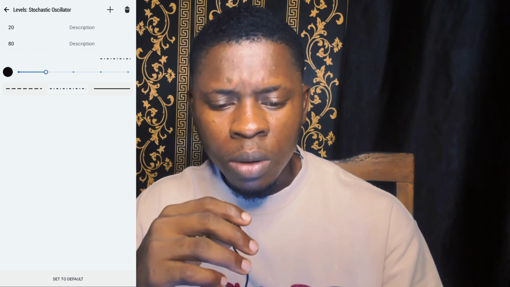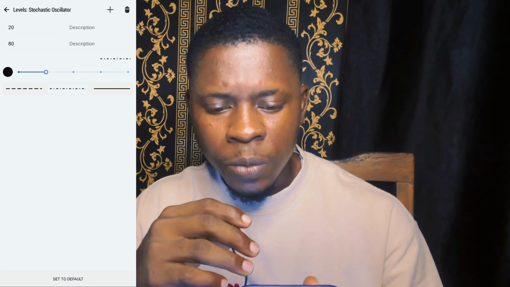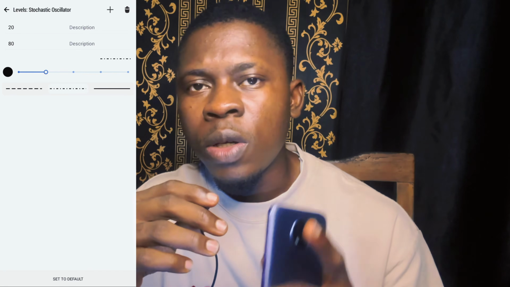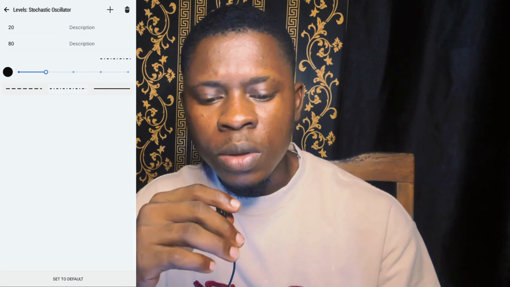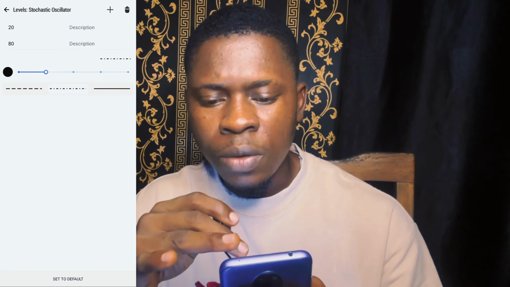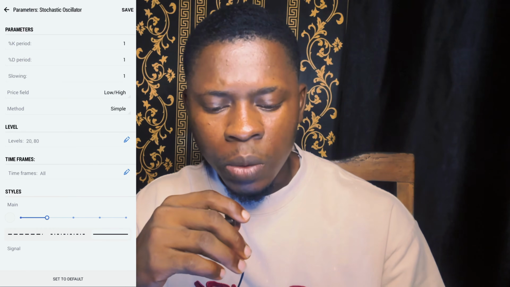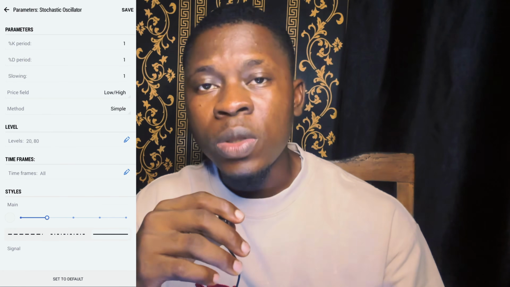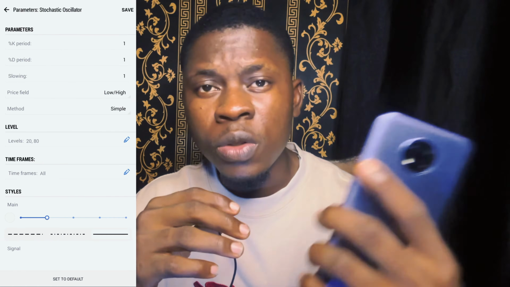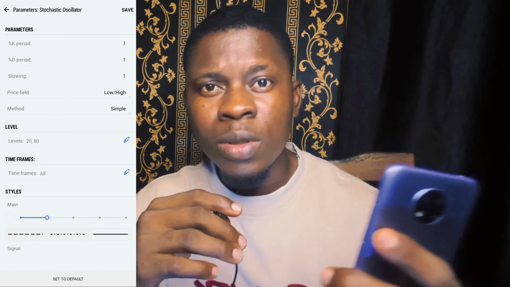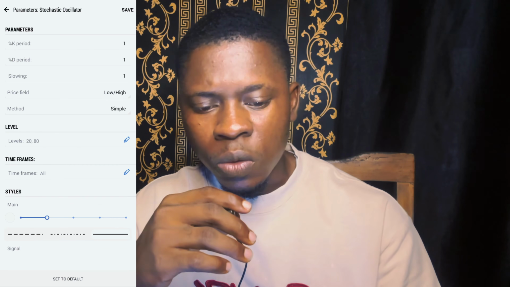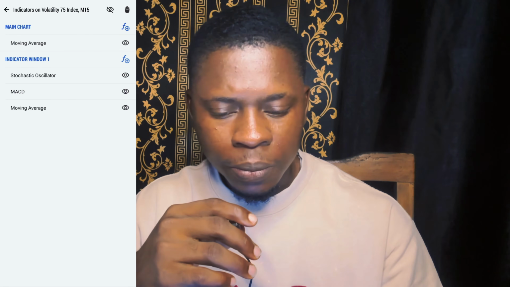Then for the style right here, you set the color to black or any color of your choice, as long as you understand what you are doing on the market. Then you put the style on 2 pixel, which is the middle line right there. Then you go back, and for the main color right here, you set the main and the signal to the color of your screen. If you are using a black background, you want to set that to black. If you're using white, set it to white. All right. Now when you're done, you click on save at that very point.